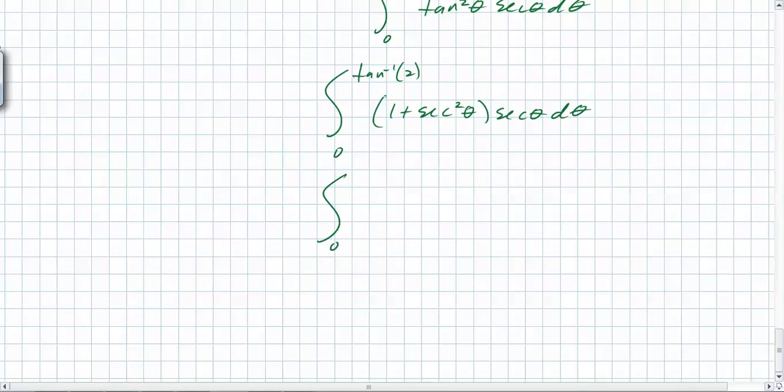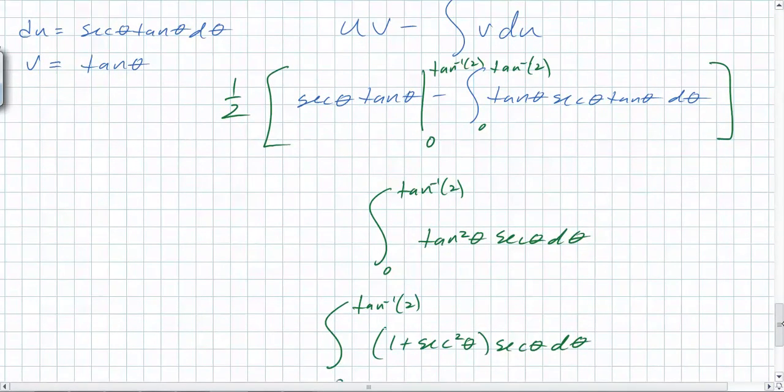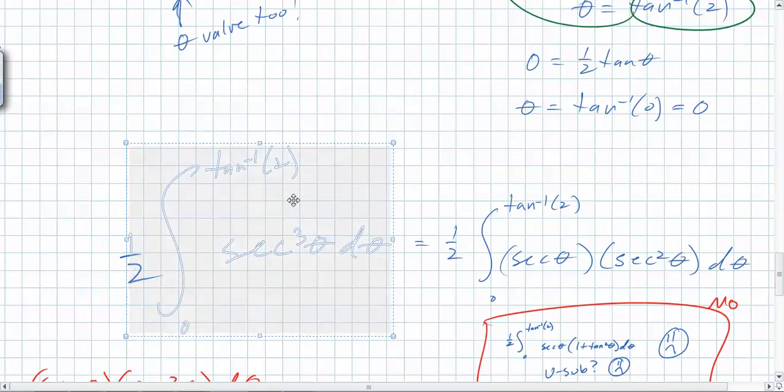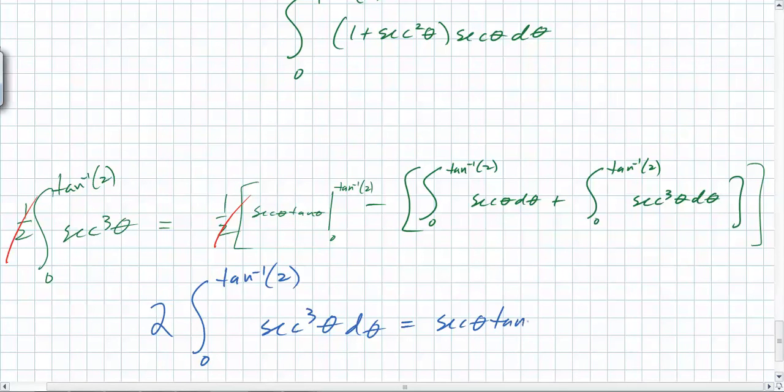It'll be the integral from 0 to tan inverse of 2 of secant theta d theta plus the integral from 0 to tan inverse of 2 of secant cubed theta d theta. Keep in mind that this is being subtracted, right? And this was this thing right here. Let's just start with 2 times the integral from 0 to tan inverse of 2 of secant cubed theta d theta, which is equal to secant theta tan theta from 0 to tan inverse of 2 minus the integral from 0 to tan inverse of 2 of secant theta d theta.